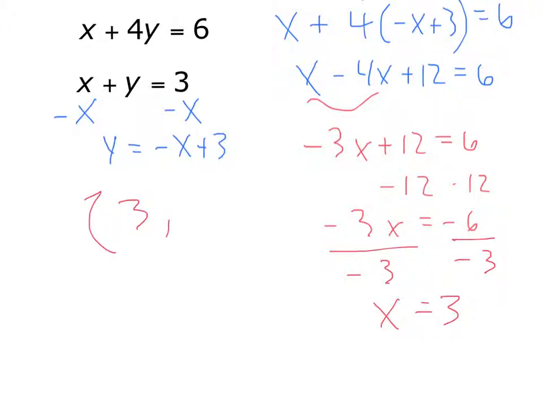Then we just have to plug in our x value every time we see an x. So if we have y equals negative x plus 3, that gives us y equals negative 3, plugging in a 3 where the x is, plus 3. And negative 3 plus 3 is 0. So that would be our final solution.